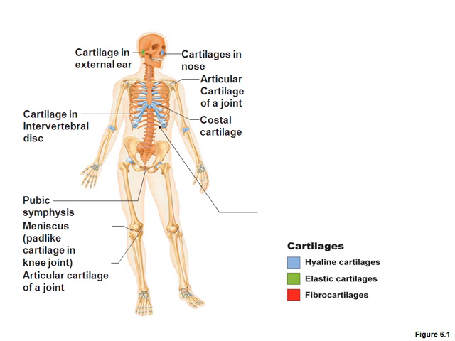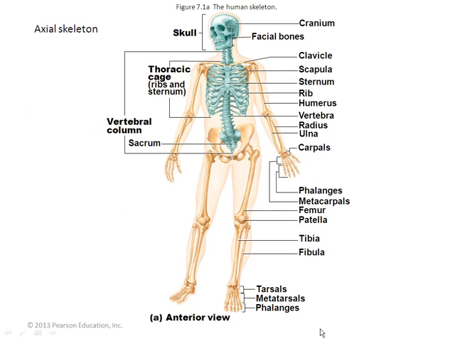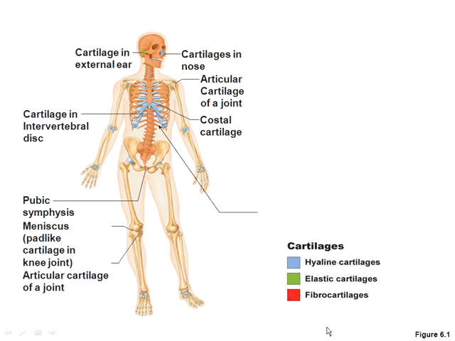And so when you think of cartilage, you just always think of bone. Cartilages are always associated with the skeletal system. And I'd like you to know where you can find certain types of cartilages. There's three types: the hyaline cartilages, the elastic cartilages, and the fibrocartilages. And you need to know where you can find each of the three types of cartilages.